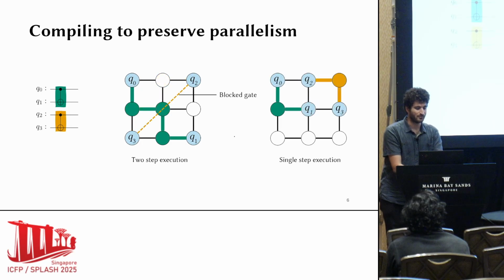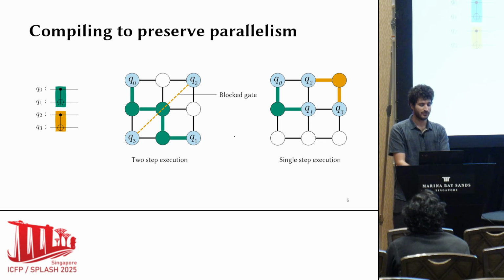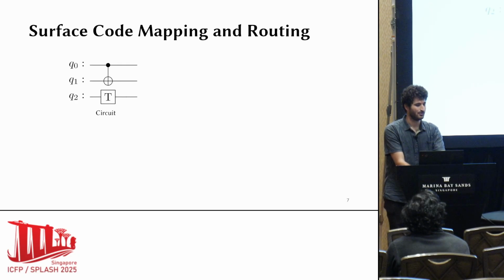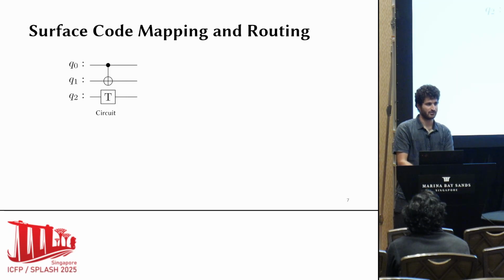On the other hand, if we had picked a slightly different arrangement of our qubits, we would be able to find a single-step execution. So our goal is to figure out how to compile our circuits while using the least number of time steps. We call this the surface code mapping and routing problem. There are 2 inputs. On one hand, you have a circuit, where we're particularly focused on 2-qubit gates, and also the T gate, which is a single qubit gate, but it turns out that in order to implement it, you also need to do this sort of routing procedure.